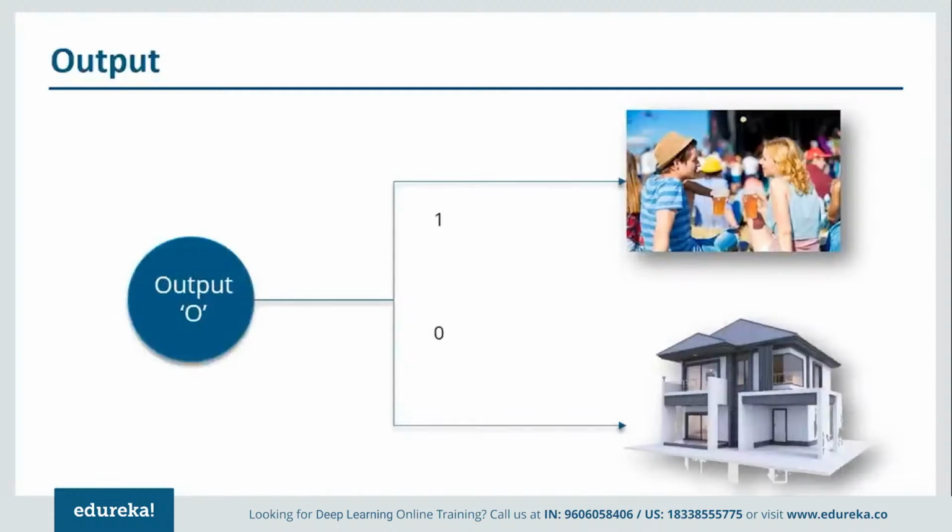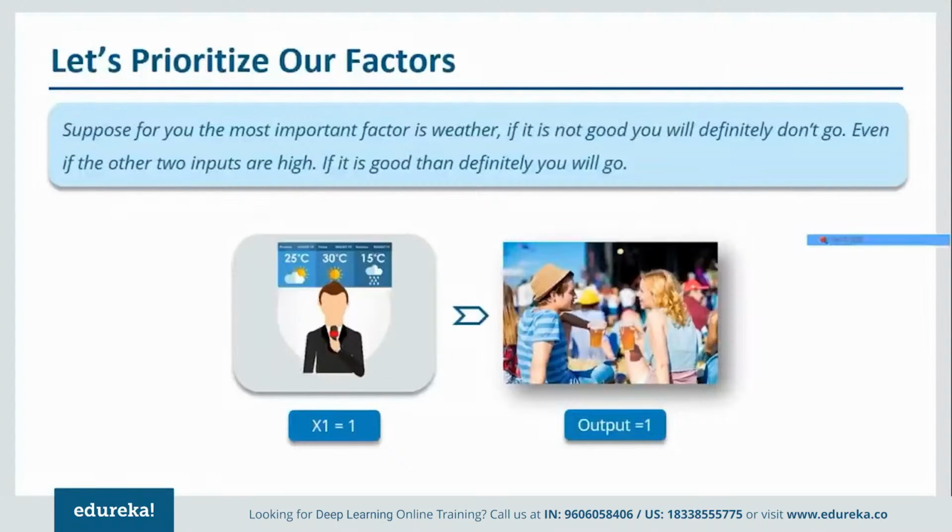Now what does a human brain do? Okay, fine, I need to go to the beer festival. But there are three things that I need to consider. Will I give importance to all these factors equally? Definitely not. There will be certain factors which will be of higher priority for me. I'll focus on those factors more, whereas a few factors won't affect me that much. All right, so let's prioritize our inputs or factors. Here our most important factor is weather. If weather is good, I love beer so much that I don't care whether my wife is going with me or not, or whether there is public transport available. I love beer that much that if weather is good, then definitely I'm going there. That means when x1 is high, output will definitely be high.